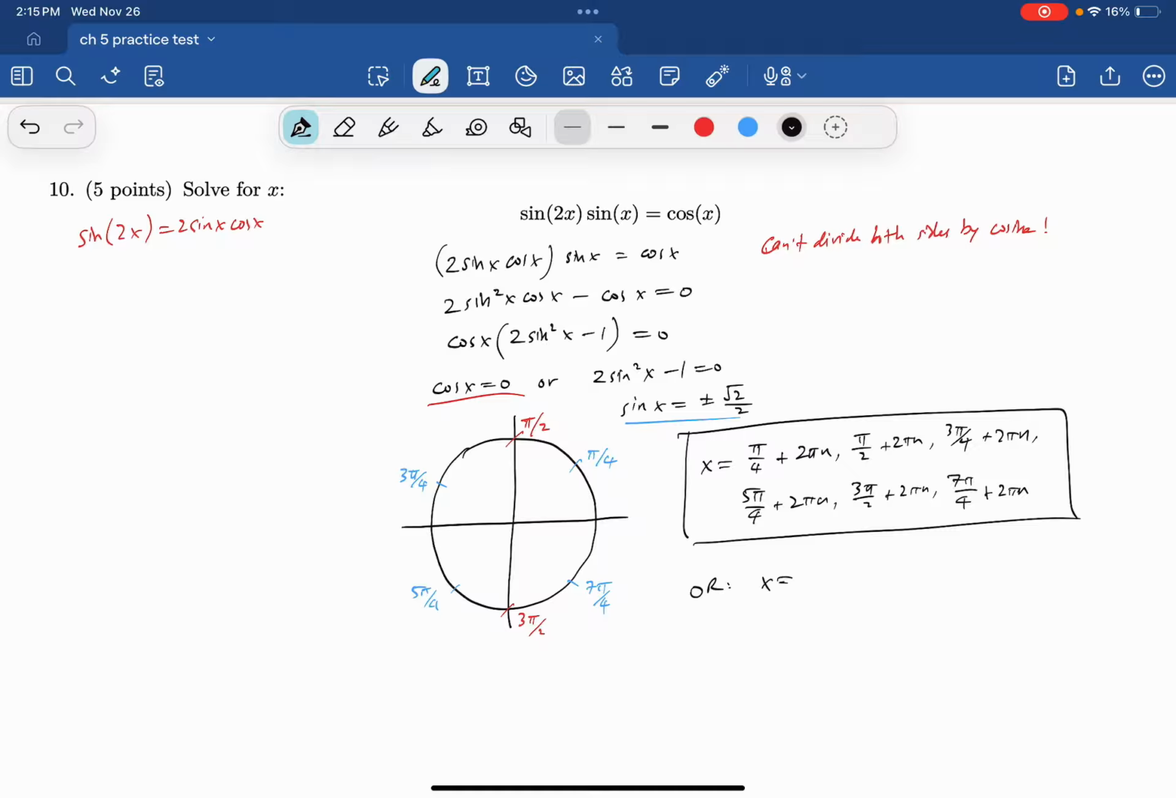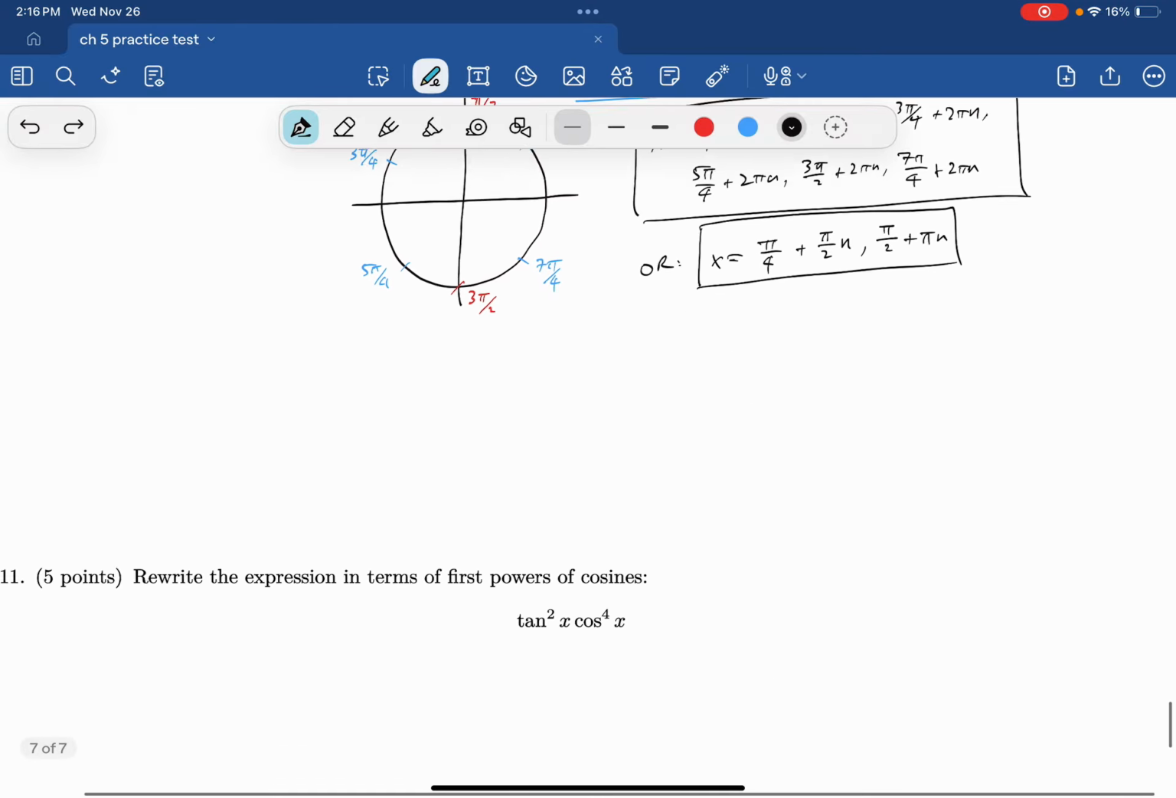Or you could have also written x equals pi over 4 plus pi over 2 n and pi over 2 plus pi n. That's another way of writing the same exact thing, because all of these solutions are separated by pi over 2, right? Whereas the pi over 2 and 3 pi over 2 are separated by pi. All right, and there are no extraneous solutions here because we didn't do any bad or illegal steps. We didn't multiply both sides by anything. We didn't square both sides. So we're all good there.